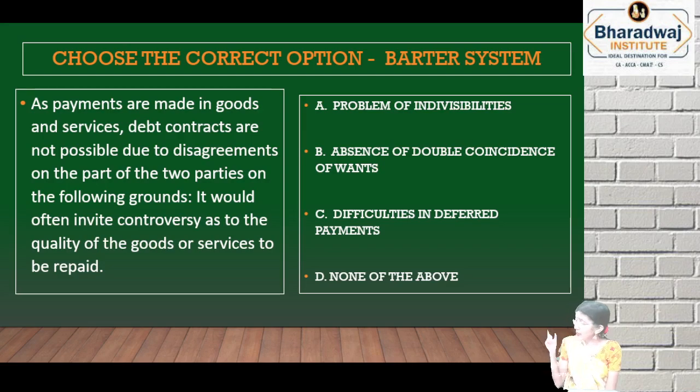Now please look at the screen. As payments are made in goods and services, debt contracts are not possible due to disagreements on the part of two parties on the following grounds. It would often invite controversy as to the quality of goods or services to be repaid. Now, which challenge of barter system is addressed here? C. Why do you say C? Debt contract. Fantastic answer from Mudit. Seriously, it's a difficult question you have answered.